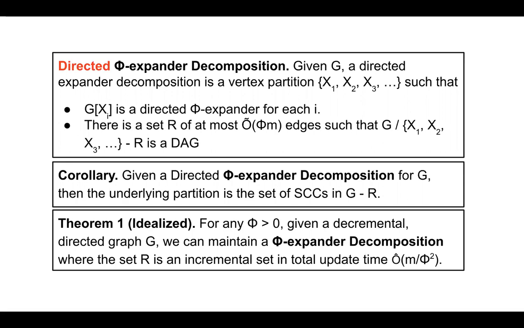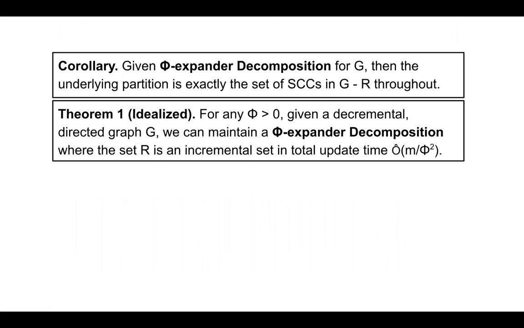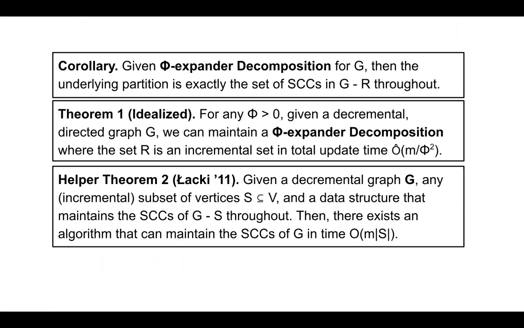And yeah, I'm idealizing slightly, but actually this is something that is very close to what we get. We can show that for any phi, given a decremental directed graph G, we can maintain such a phi expander decomposition with R being a decremental set of phi m edges, in total update time m over phi squared. And once you're given that, all you need is some kind of heavy lifting that is done by the data structure of Wonsky.